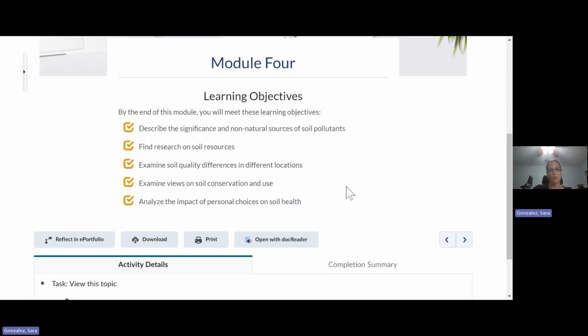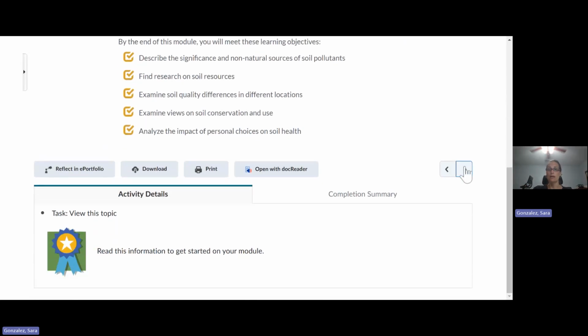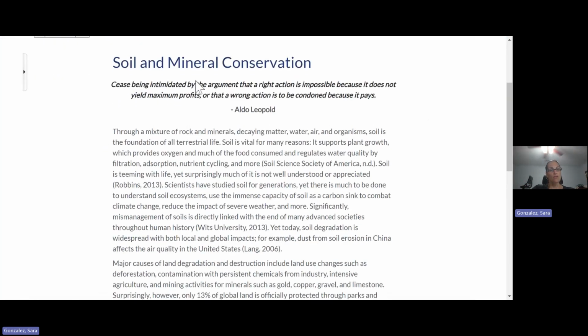Just kind of looking at the objectives, what we'll be learning about this week. So looking at non-natural sources of soil pollutants, how our soil can become polluted, how we can conserve our soil, as well as our personal choices on soil health. Again, another little overview here.